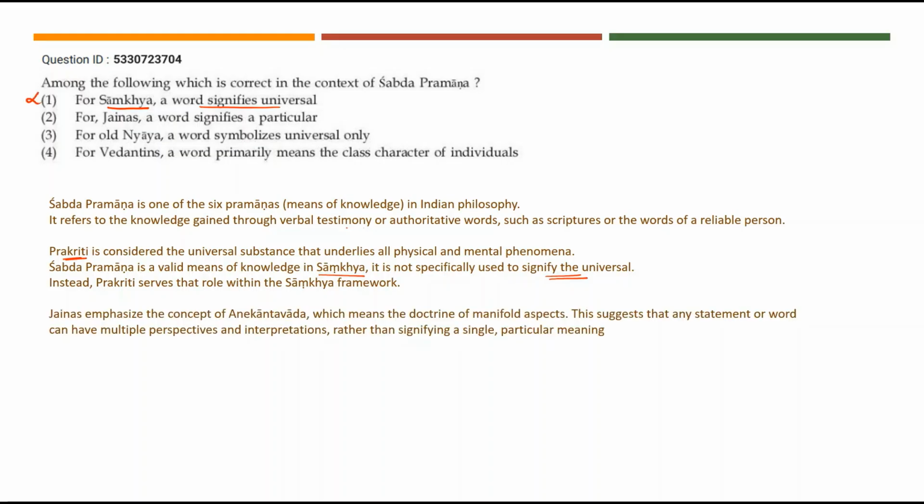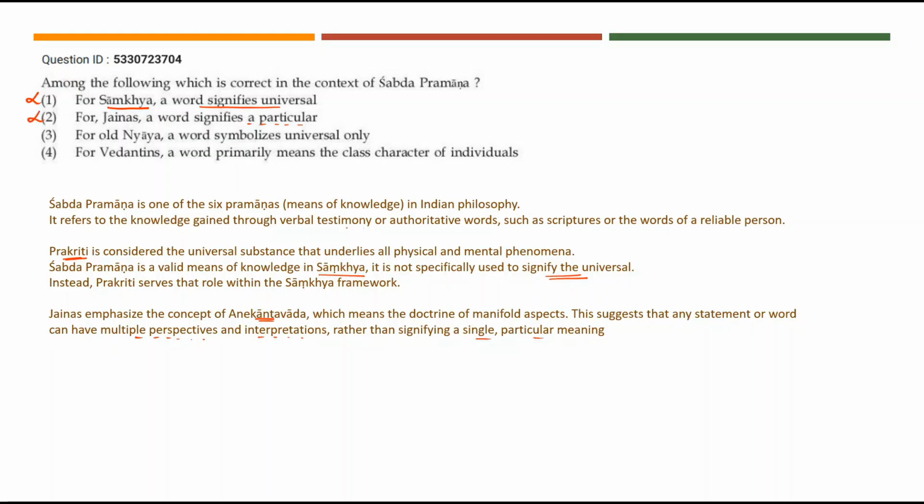What about the second statement? For Jainas, a word signifies a particular. It is talking about something specific. Jainas emphasize the concept of Anekantavada, which means the doctrine of manifold aspects. What is manifold? You have multiple aspects, we can say. This suggests that any statement or word can have multiple perspectives and interpretations rather than signifying a single particular meaning. So here they say it signifies a particular, but here they say there are multiple perspectives based on this concept. So definitely 2 is also not right.